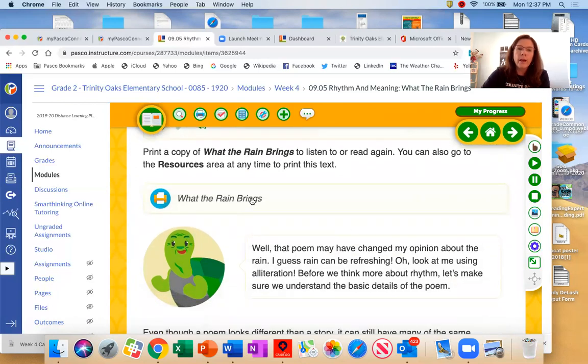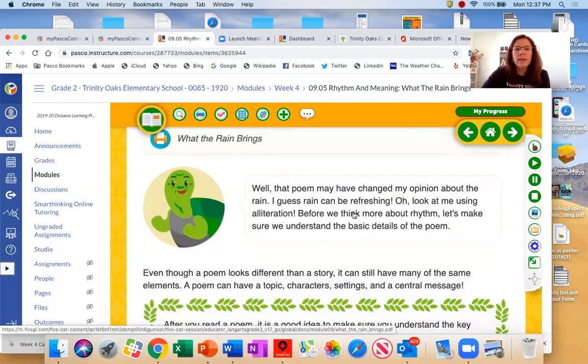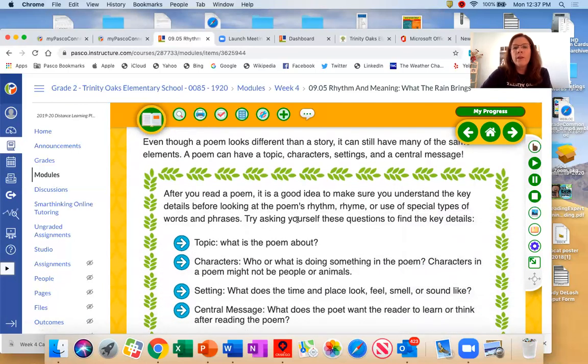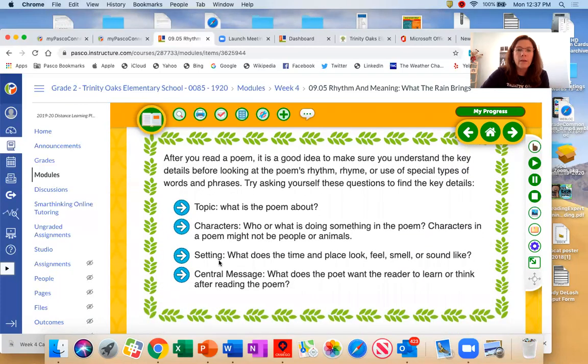Now you could print that out if you want. And then you're reading down here about the poem, and it says, after you've read the poem, make sure you understand what the poem was talking about. So you're going to think, what was the topic? Who were the characters? What was the setting? Now, oftentimes, a poet will want you to learn something. So you think about, what was I supposed to learn from that poem? Or what do I think about? Because oftentimes, poets want you just to think about stuff and broaden your horizon.